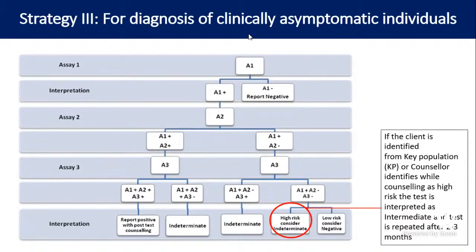But remember, all these things have to be kept in mind. Sometimes you may want to repeat a test on a person after a period of time, but please give an adequate interval of at least 12 weeks if you want to repeat a test, so that if the person could be in the window period, you are likely to prevent a false negative test from being reported. So this is strategy 3, which is used under the program for reporting HIV when you get a sample from a clinically asymptomatic patient. Next, please.